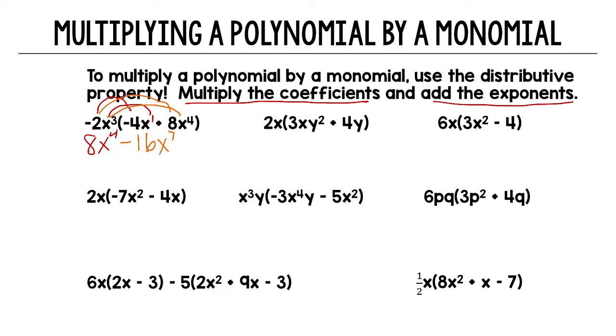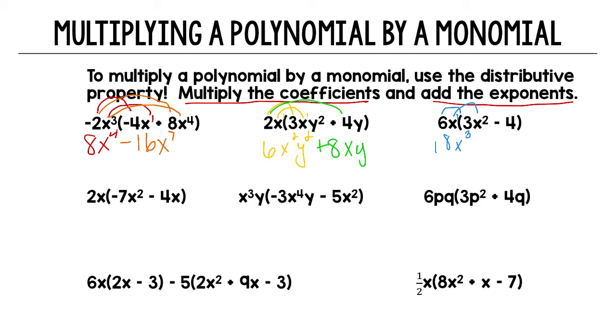All right, let's try another one. 2 times 3 is 6. x times x, x to the first times x to the first, is x squared. And y squared just stays how it is, no other y's to multiply with. 2 times 4 is +8. x just stays x, y stays y. Hooray! Let's do it again. 6 times 3 is 18. x to the first power times x squared is x cubed.